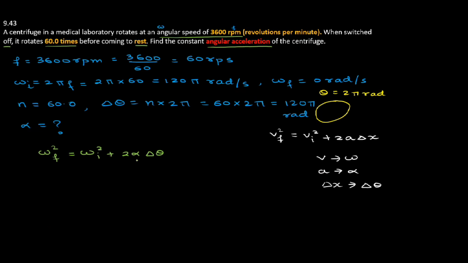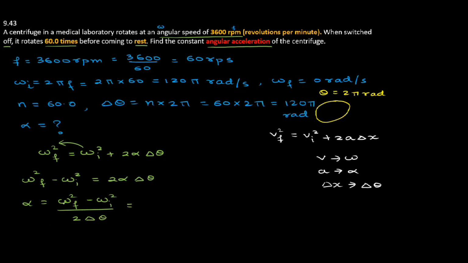I need to find alpha, so we can rearrange the terms. The first thing we need to do is get rid of all terms which are not attached to alpha. So we have omega initial squared here. I will move this to the other side. So we get omega final squared minus omega initial squared equals 2 alpha delta theta. Then we get rid of the terms which are multiplied to alpha. Since they are multiplied with alpha, I will divide with them. So alpha will be equal to omega final squared minus omega initial squared over 2 delta theta.